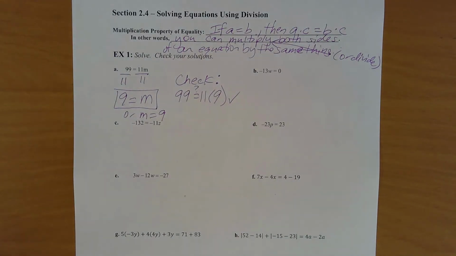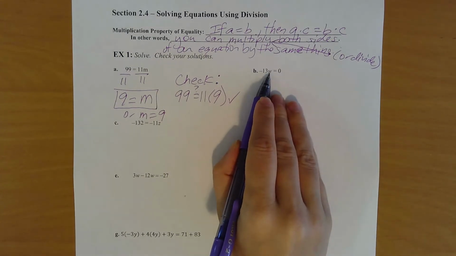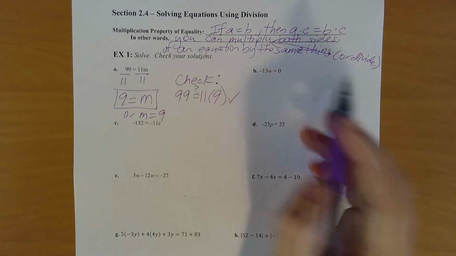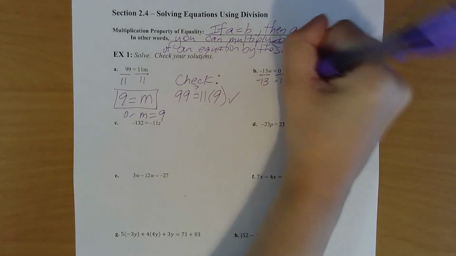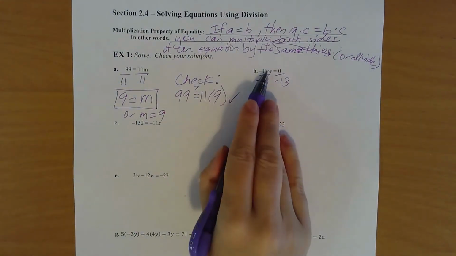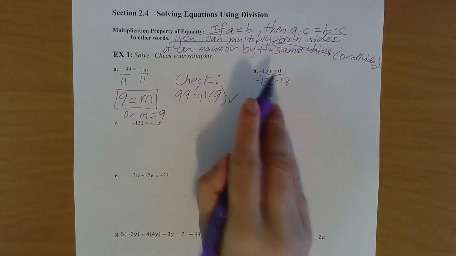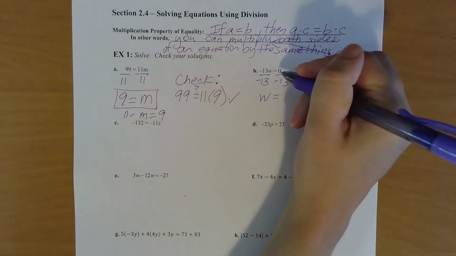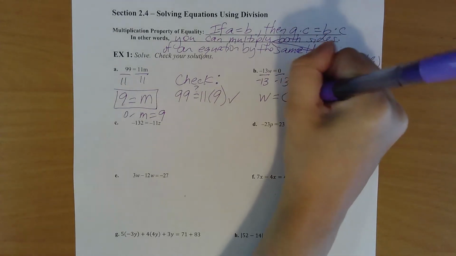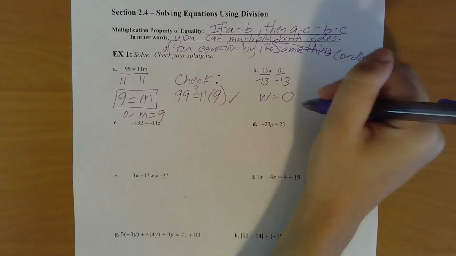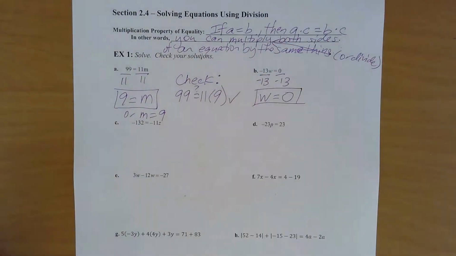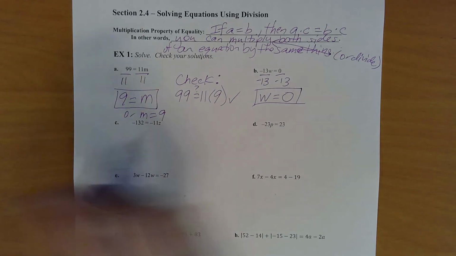In part B, I have negative 13w equals 0. So I'm trying to get w by itself. And we have this negative 13 that's multiplied by the w. The opposite of multiplication is still division, so I'm going to divide by negative 13 on both sides. Negative 13 divided by negative 13 is 1, so now I have 1w. 0 divided by negative 13 is 0. It's not undefined, we're not dividing by 0. So 0 divided by negative 13 is 0. That is an answer. 0 is a wonderful number, I promise.